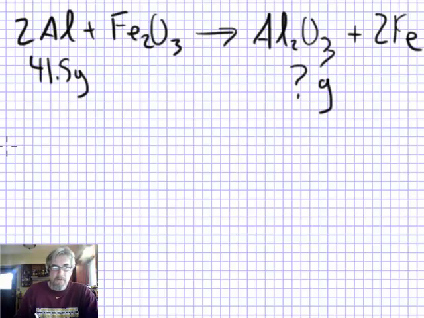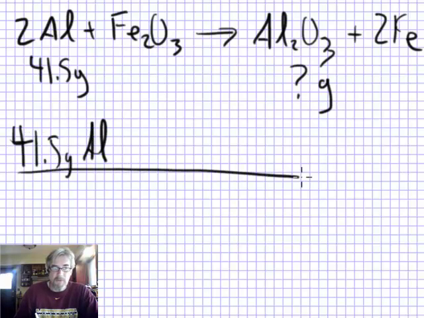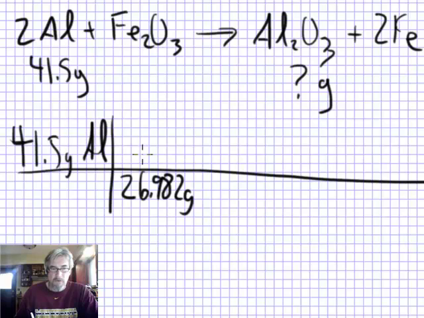Well, the old saying says you can't cross the Grand Canyon without using the mole bridge, so I'll have to convert this to moles before I can do any stoichiometry. So 41.5 grams of aluminum is my starting point. I've got to get that into moles, so I'll use molar mass, which for aluminum is 26.982 grams per mole. The grams will cancel out.